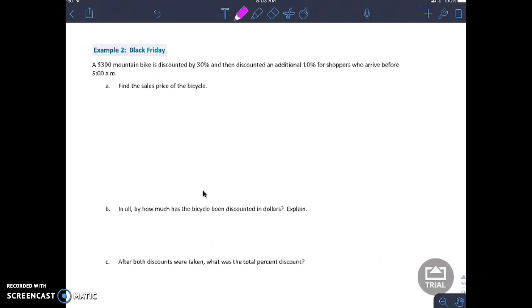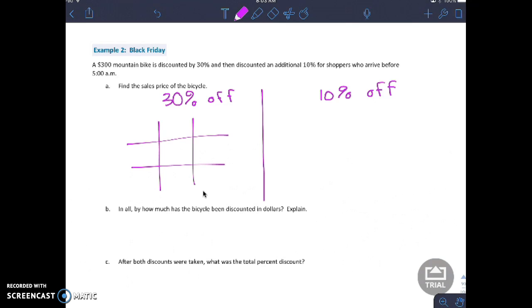When it says find the sales price of the bicycle, you're going to be doing 2 tic-tac-toe boxes here. First, we need to find the discount after 30%, and then we need to find the discount after an additional 10%. So what I'd like you to do is divide your workspace into 2 different columns. First, we're going to find 30% off. Then when we have our new answer, we're going to find 10% off of that. Please set up your tic-tac-toe for 30% off. Pause the video, unpause it when you're ready to go.